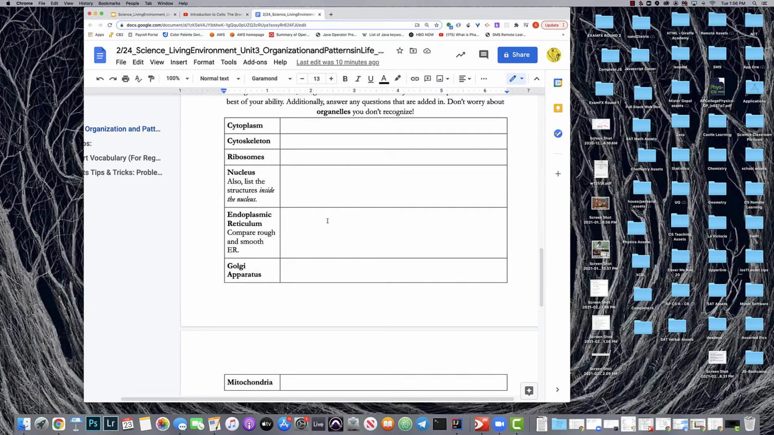You'll notice also that I have a few additional questions. We want to list the structures inside the nucleus. We want to compare rough and smooth ER because they have tremendous differences in function, and so on.